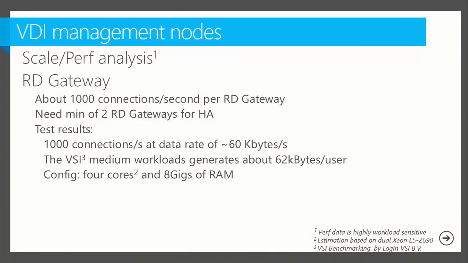So coming back to the gateway, the throughput we've checked, 1,000 connections per second using that kind of data rate, which is what the VSI medium workload generates per user. And the configuration here is 4 cores and 8 gig on an E5-2690 class CPU.